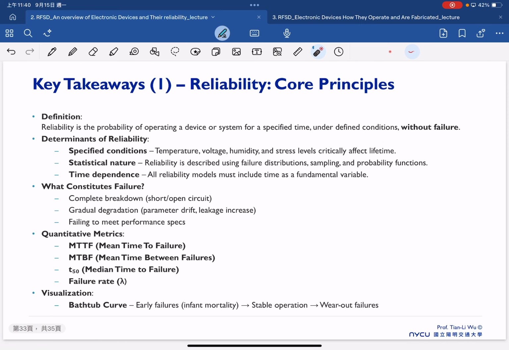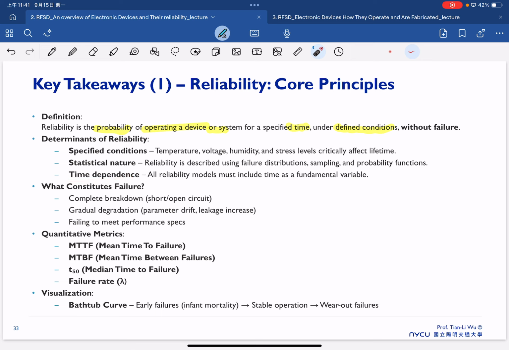So finally, the conclusion from this chapter. First, we talked about some reliability core principles. First we define what reliability is. It's the probability of operating a device or a system for a certain time under defined conditions without failure. So that's reliability. And how do we determine reliability? We have to consider the specific condition, statistical nature, and time dependency.